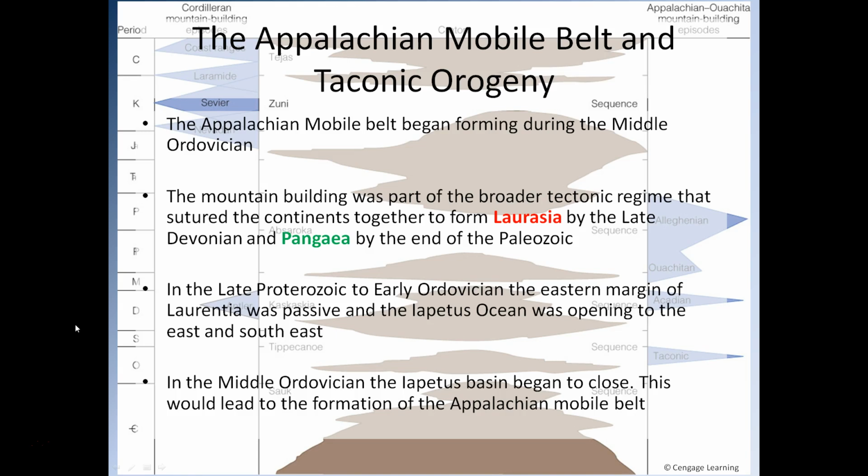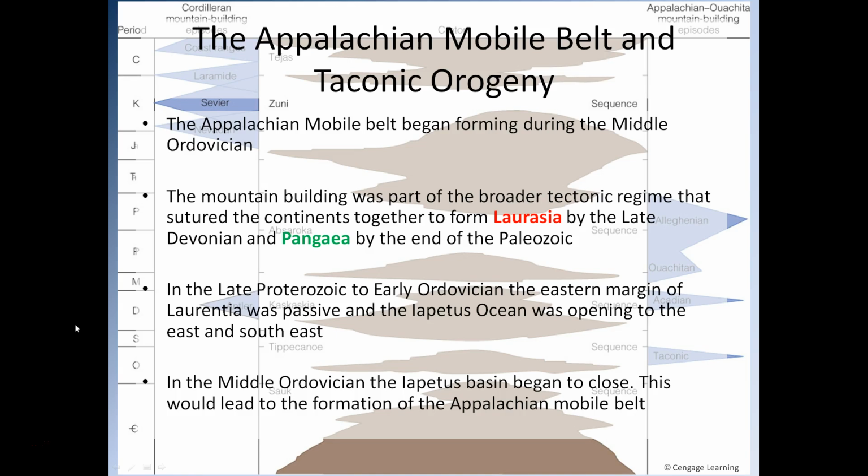So the mountain building was part of the broader tectonic regime that sutured the continents together to form Laurasia by the late Devonian and Pangaea by the end of the Paleozoic. So Laurasia forms when we have the collision of Laurentia and Baltica. So Laurentia and Baltica, and to be honest Avalonia, combined together gives us Laurasia. And then that's formed by the late Devonian. And then after that, we then have the collision of Laurasia with Gondwana, and that gives us the supercontinent Pangaea.